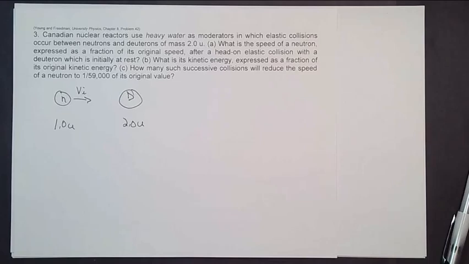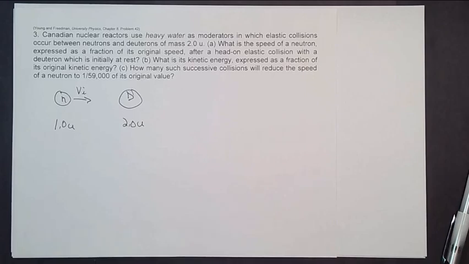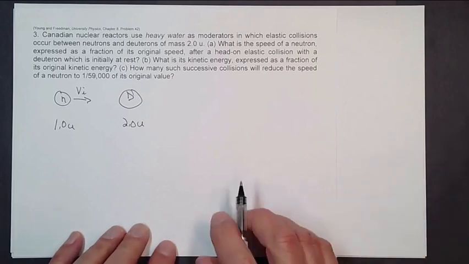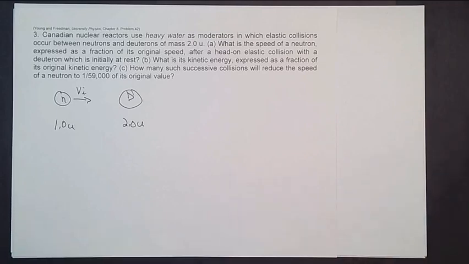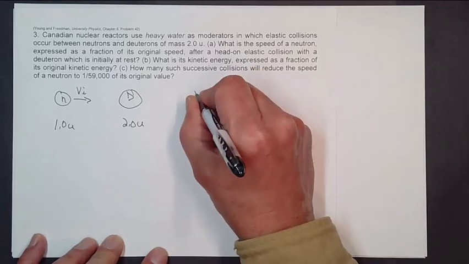I want to finish off this problem with the Canadian nuclear reactor and then finish the other problem as well, so we'll have both of these together. One of the expressions that I developed in class today was for the final velocity of one of the particles when you have an elastic collision. And the expression that I ended up with looked like this.